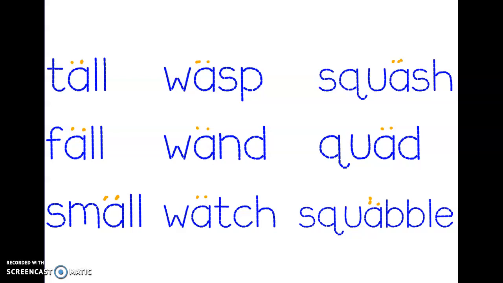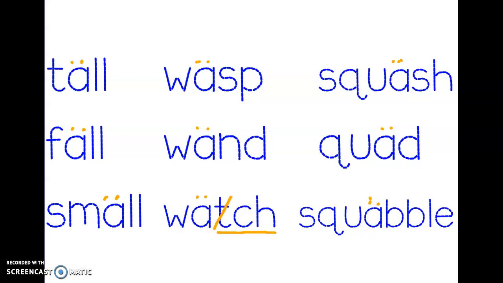Let's finish coding these words. Does wasp need any other coding? No. Does wand need any other coding? No. Does watch need any other coding? Yes. TCH is a trigraph. And remember, do we hear the T sound? No, so we're going to cross it out. Great job. Now we are done with watch.